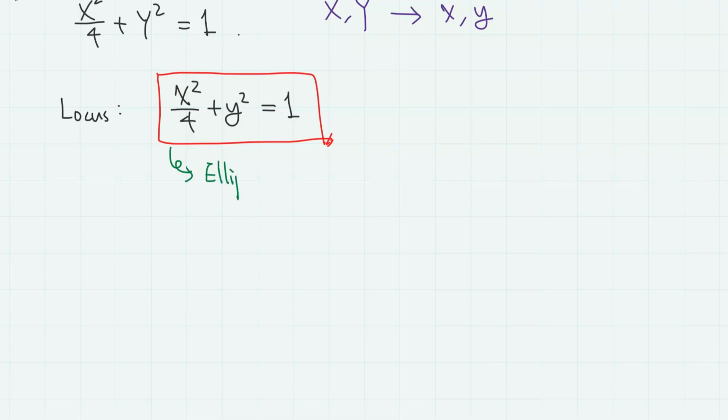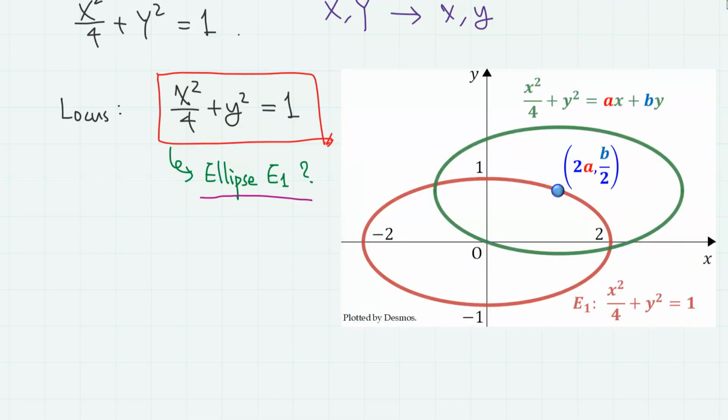But wait, isn't this just the equation of ellipse E1? Well, yes it is. This means that if a and b change in a way that the two ellipses are always congruent, then the center of the second ellipse is always located on the first ellipse. And that is our interesting answer.